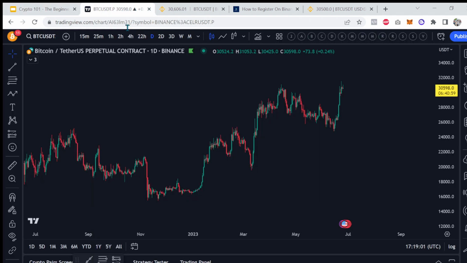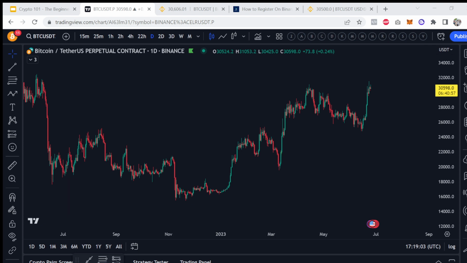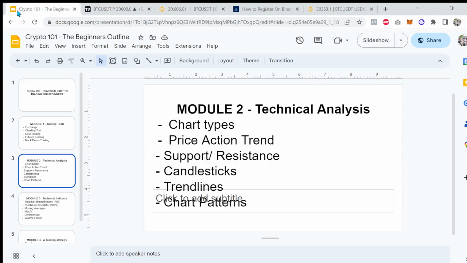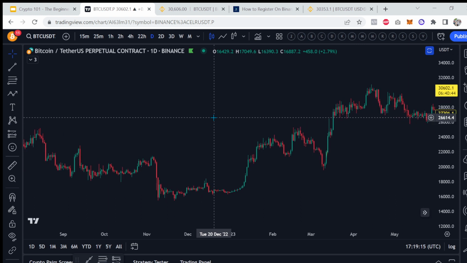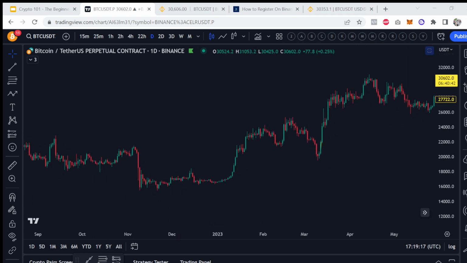So these are the trends in which the market moves. The market moves in either an uptrend, a downtrend, or a ranging market. So basically that is it when it comes to the trends of the market. We're going to be talking about support and resistance next. Let me just find a good example and let's see how it goes.